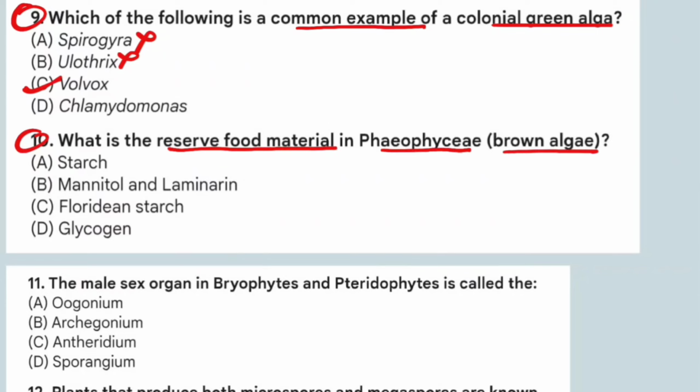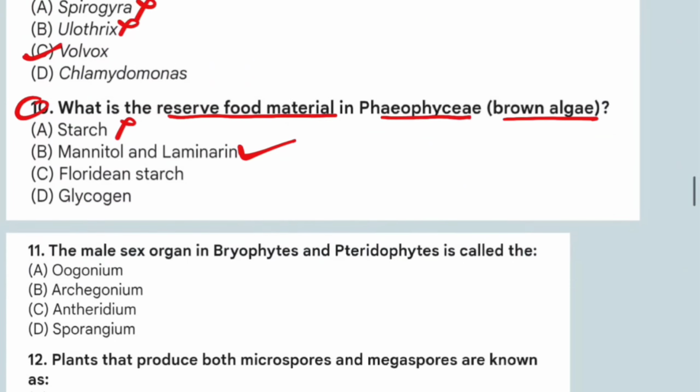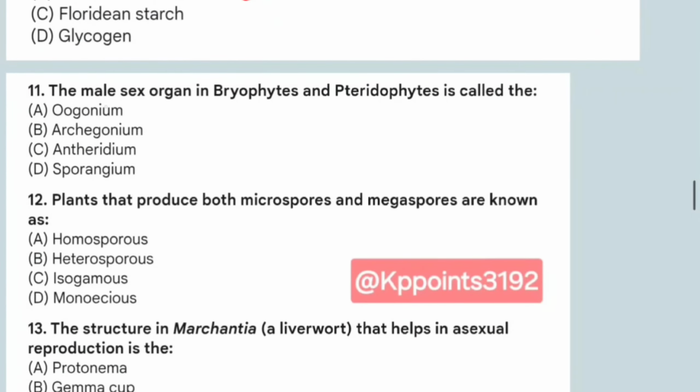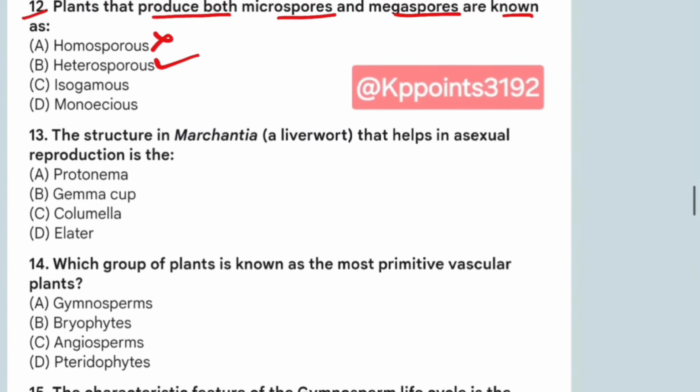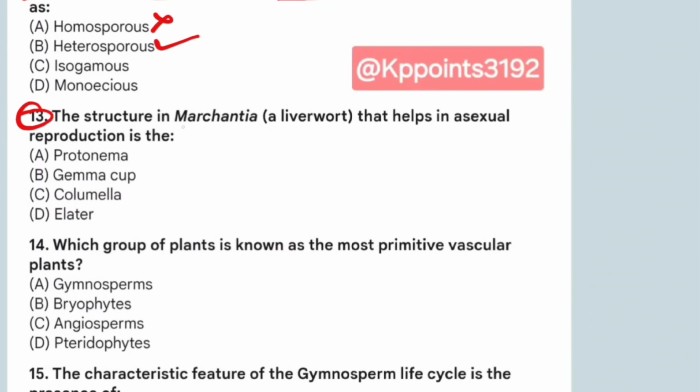Question number 10. What is the reserve food material in Phaeophyceae, commonly known as brown algae? Starch? No. Mannitol and laminarin? Yes. Next is 11. The male sex organ in Bryophytes and Pteridophytes is called oogonium? No. Archegonium? No. Antheridium? Yes. 12. Plants that produce both microspores and megaspores are known as homosporous? No. Heterosporous? Yes. Next is 13. The structure in Marchantia, a liverwort, that helps in asexual reproduction is the protonema? No. Gemma cup? Yes.